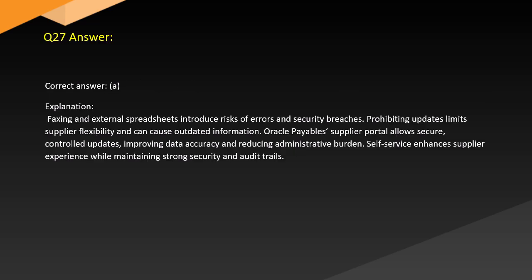Answer. Correct answer. A. Explanation. Faxing and external spreadsheets introduce risks of errors and security breaches. Prohibiting updates limits supplier flexibility and can cause outdated information. Oracle Payables Supplier Portal allows secure, controlled updates, improving data accuracy and reducing administrative burden. Self-service enhances supplier experience while maintaining strong security and audit trails.